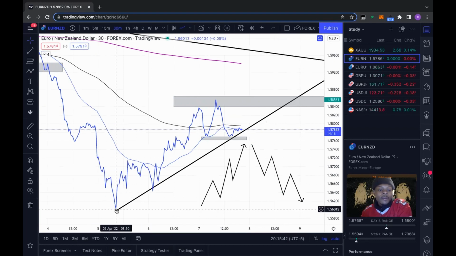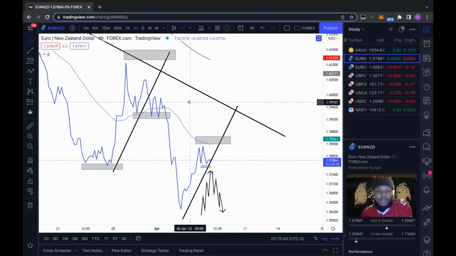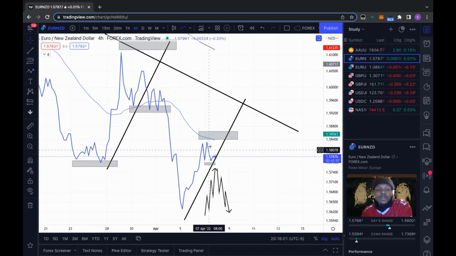So here we see that the market is creating higher highs. And if I was to go to the 4-hour, you will see it a little bit more clearly. So we see that the market is creating higher highs, right? And higher lows, higher high, higher low, higher high, higher low, right? And then it creates another higher high right here, and so on and so forth.